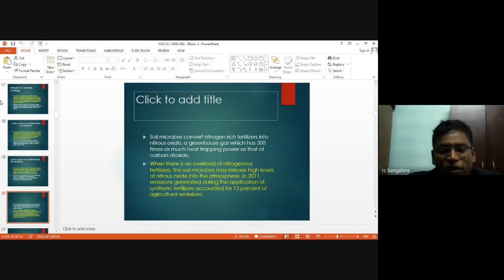Soil microbes convert nitrogen-rich fertilizer into nitrous oxide, a greenhouse gas which has 300 times as much heat-trapping power as carbon dioxide. Here we are looking at which agricultural activities contribute to environmental impact. We apply fertilizer to the soil to improve the crop and the quality of our food crops, right? So the nitrogen-rich fertilizer is converted into nitrous oxide by soil microorganisms.